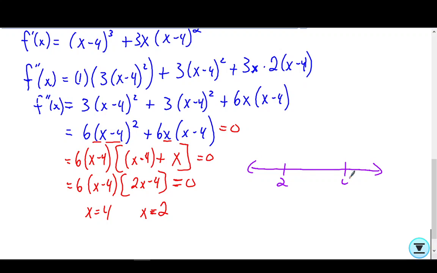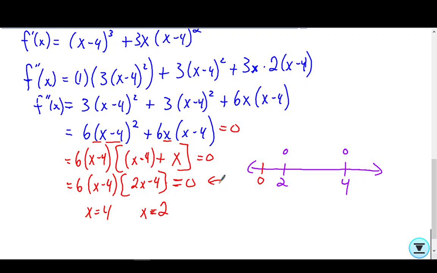2 and 4. Those are my zeros. Okay? Now, pick numbers. We pick 0. I'm going to use this one right here. It's in its factored form.